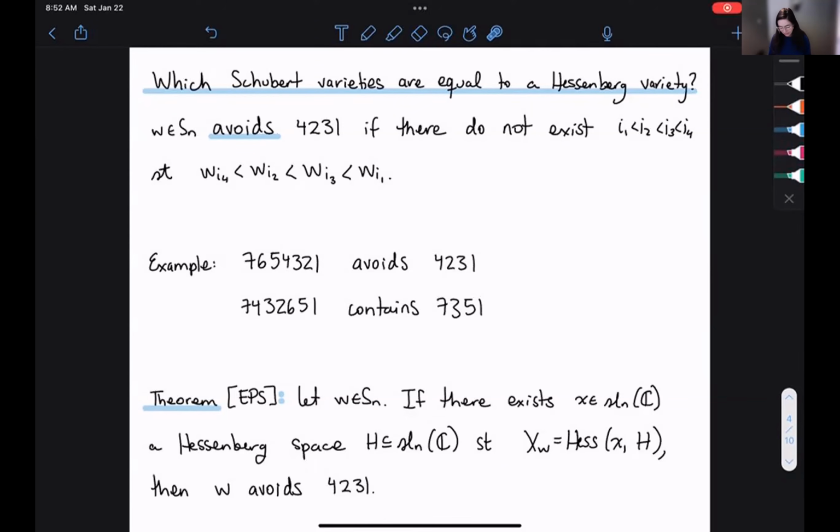So our theorem says that if you start with a permutation in S_n, and here I want to highlight that it's the same n throughout, and there exists a matrix X and a Hessenberg space H such that your Schubert variety is equal to your Hessenberg variety, then your permutation needs to avoid 4, 2, 3, 1.